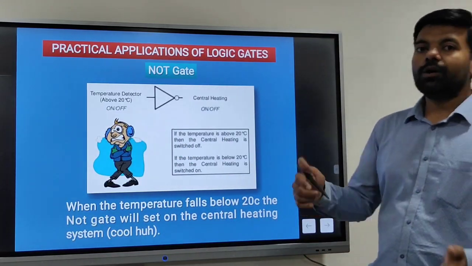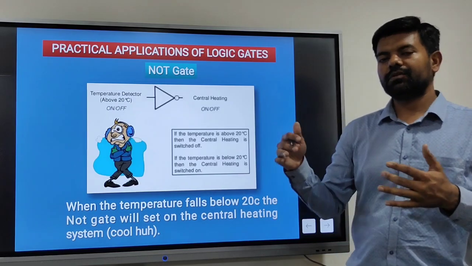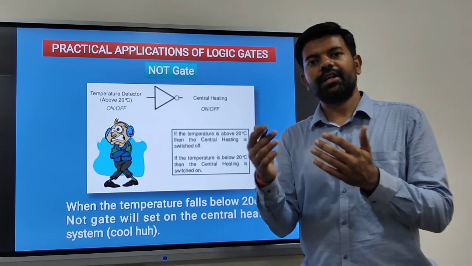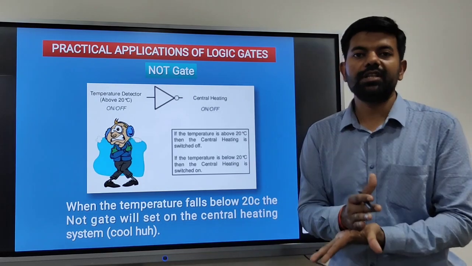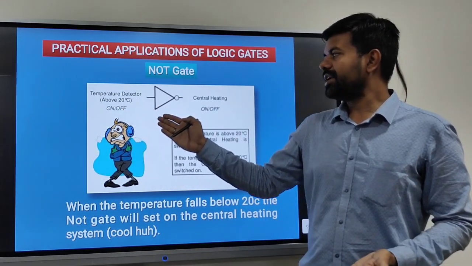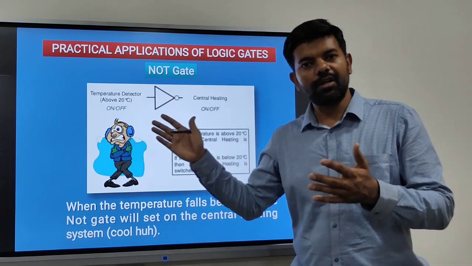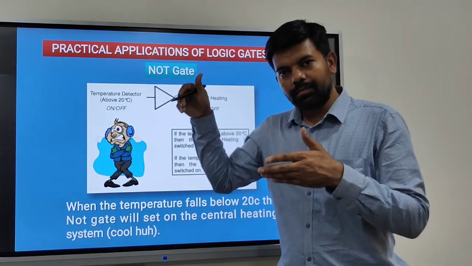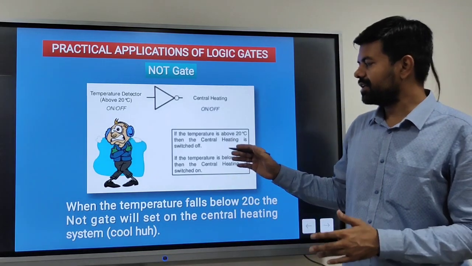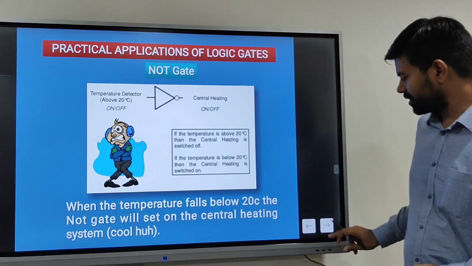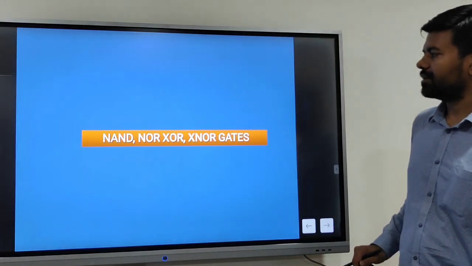NOT gate. Now the temperature sensors. We see the NOT gate example in a temperature sensor or in the AC. If the temperature goes above 20 degrees Celsius, the heater will turn off. When the temperature goes below 20 degrees, the heater will turn on. This is the best example for the NOT gate.